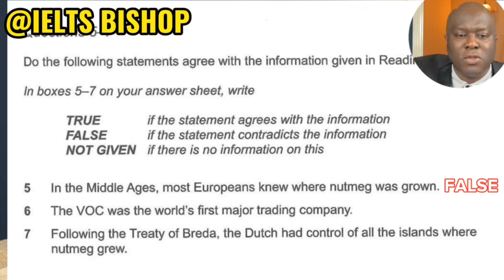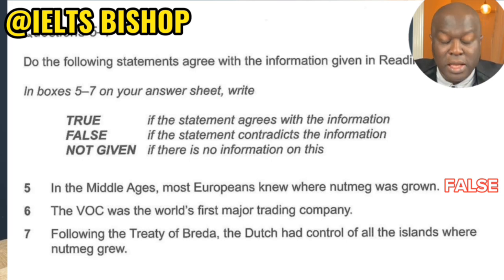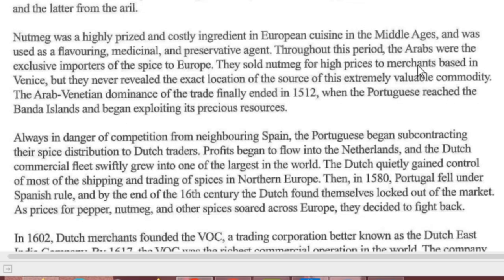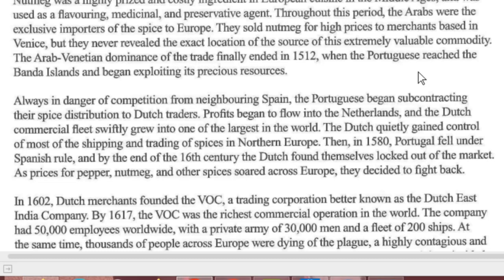Can we look at the second question? The second question says, the VOC was the world's first major trading company. Now, we are going to pick the words VOC and trading company. From when we pick it, we will know whether it is the first or the last. All right. So let's go down, because we didn't see the VOC in the first and second paragraph. Any VOC and trading company?